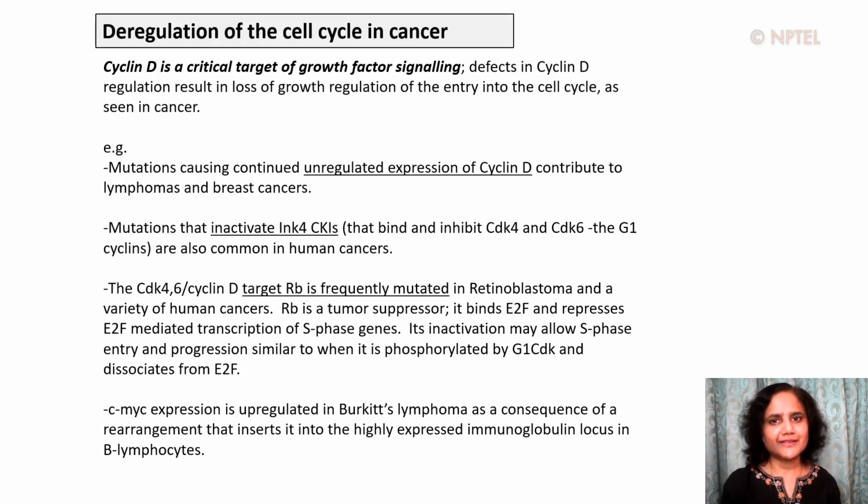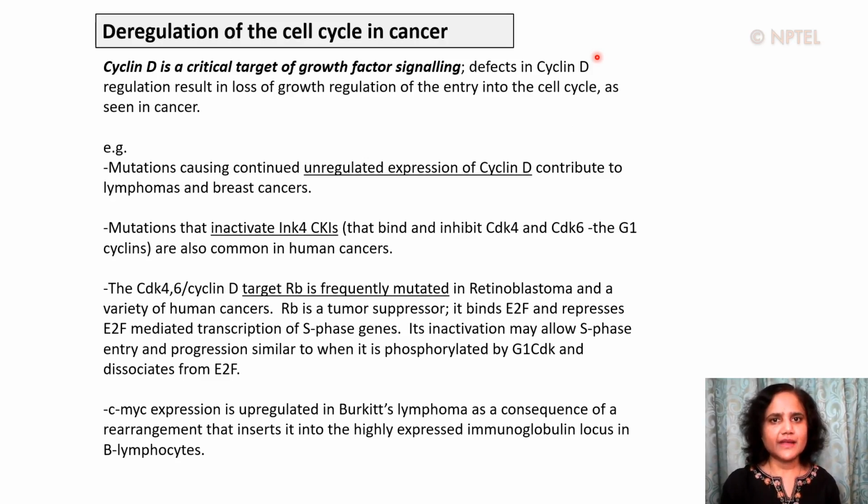So from the previous description, we can see that cyclin D is a critical target of growth factor signaling, and defects in cyclin D regulation can result in loss of growth regulation as seen in cancer. And in fact, in this pathway we mentioned many oncogenes as well as a tumor suppressor gene. So no doubt misregulation of this could contribute to cancer. For example, mutations causing continued unregulated expression of cyclin D contribute to lymphomas and to breast cancers, it has been reported.